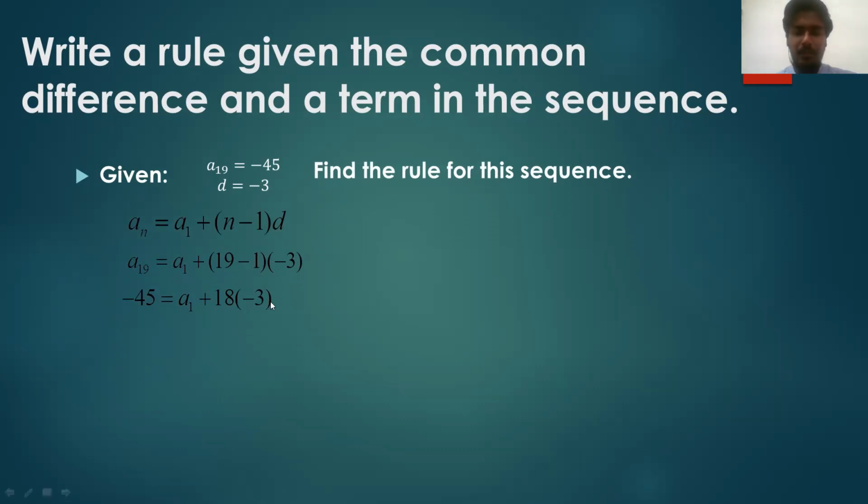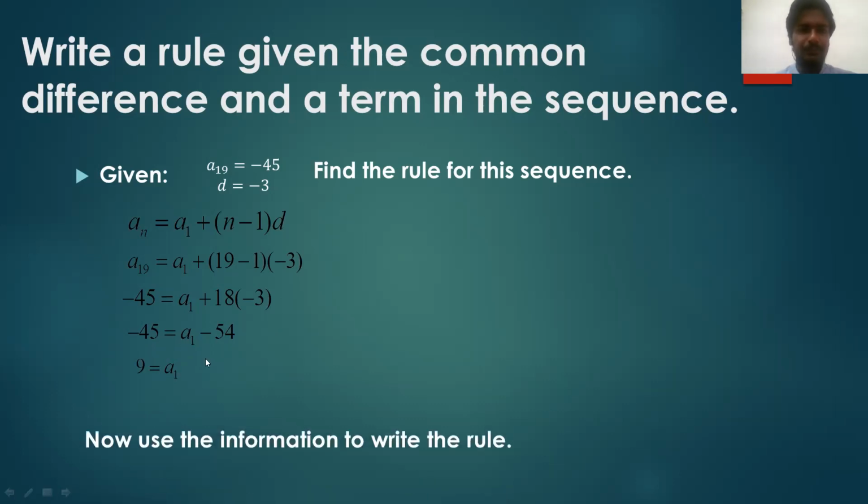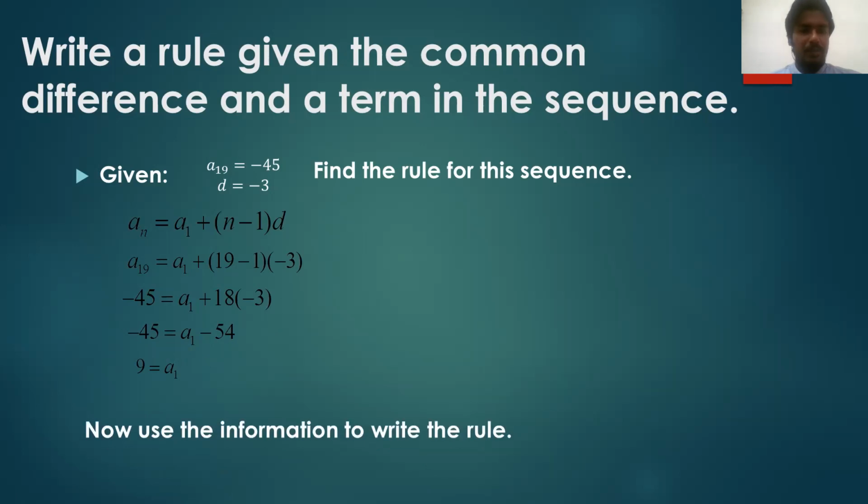So here we multiply by minus 3. So minus 45 = a1 - 54, because 18 times minus 3 is minus 54. We can again simplify the equation, so we get a1 = 9. Now we use the information to write the rule. a1 = 9, d = minus 3. So an = a1 + (n - 1) * d.